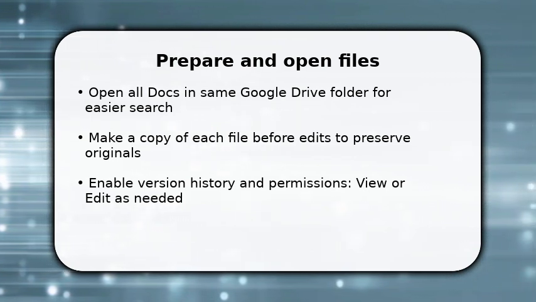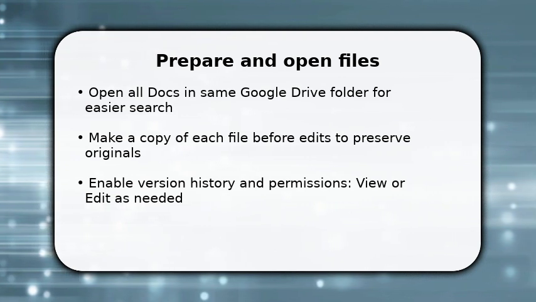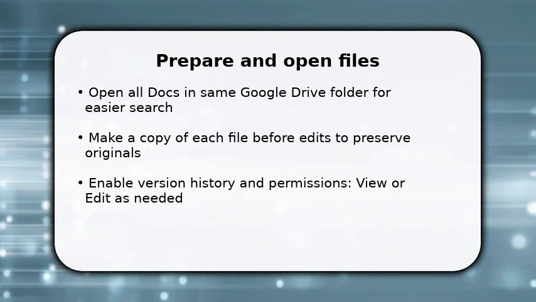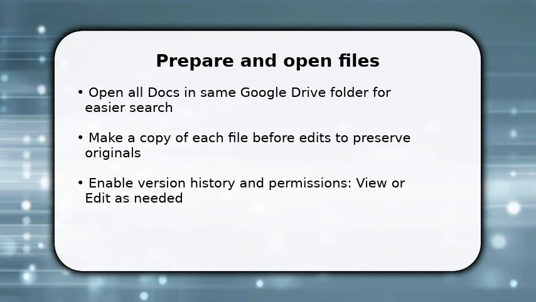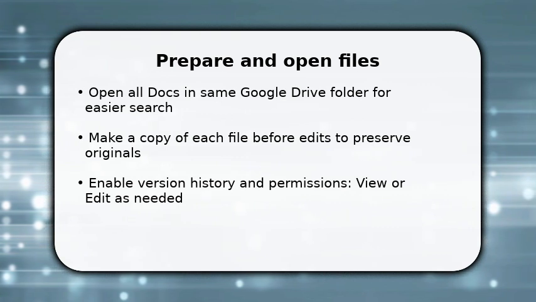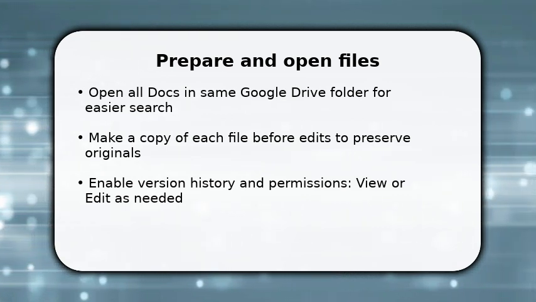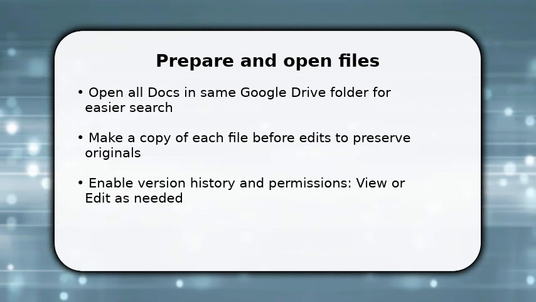This protects the original. Also confirm you have edit access, or at least view access, and enable version history so you can undo changes. These steps save time and prevent data loss, with files ready. Move on to locating repeated content inside and across documents.